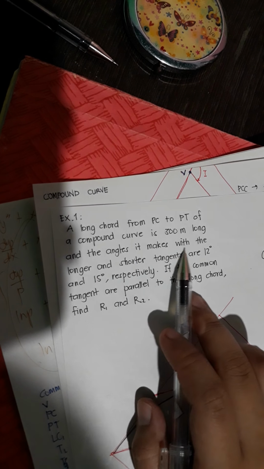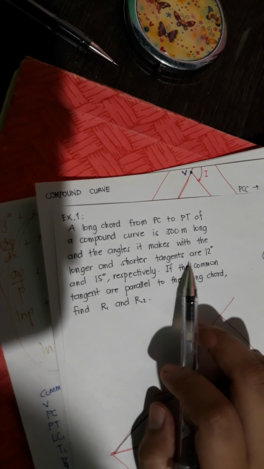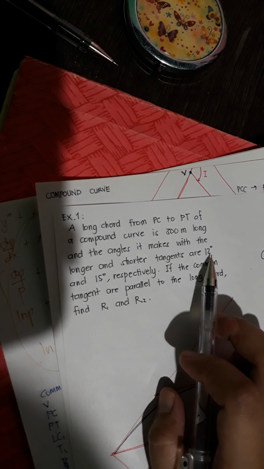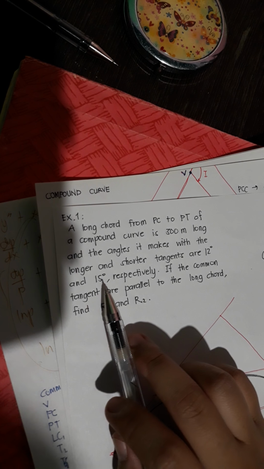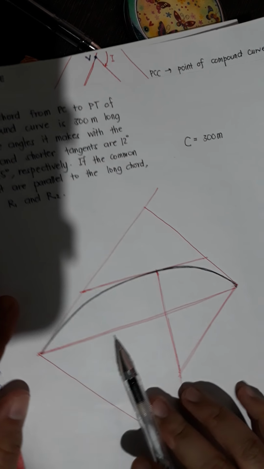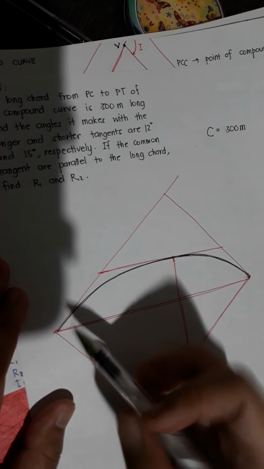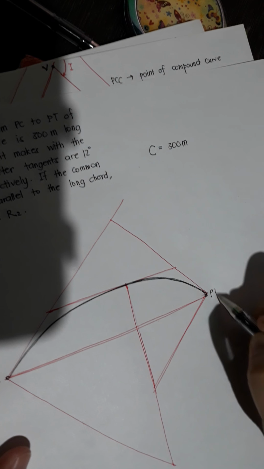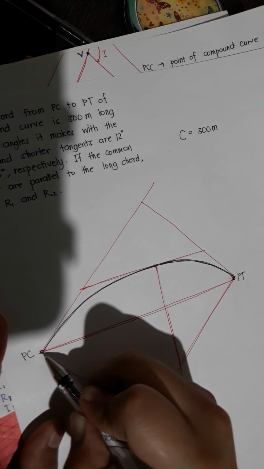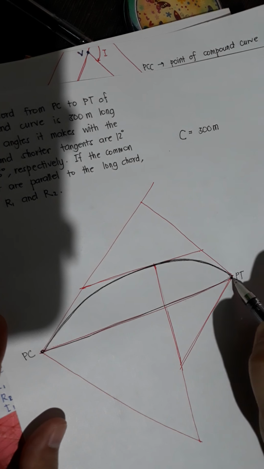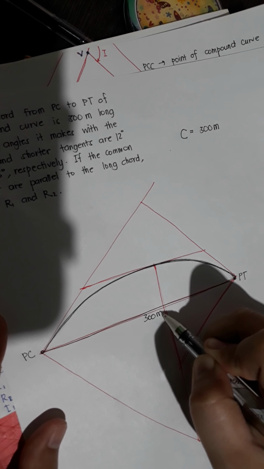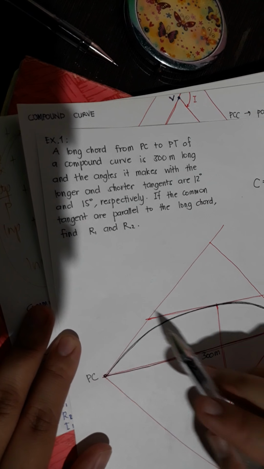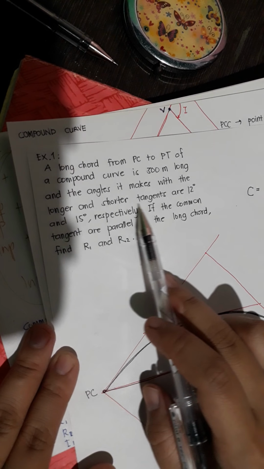And the angles it makes with the longer and shorter tangents are 12 degrees and 15 degrees. So, if we have this compound curve, of course, this is our PC and this is our PT. Therefore, the long chord C from PC to PT is 300 meters. Now, this long chord makes an angle with the tangents.